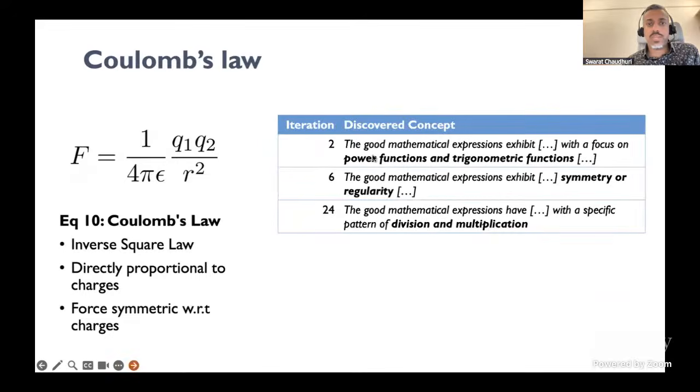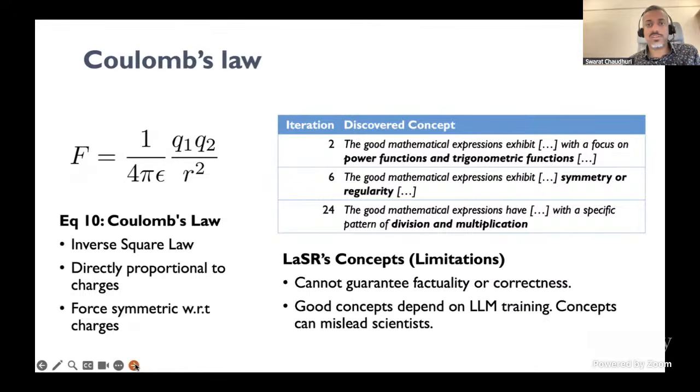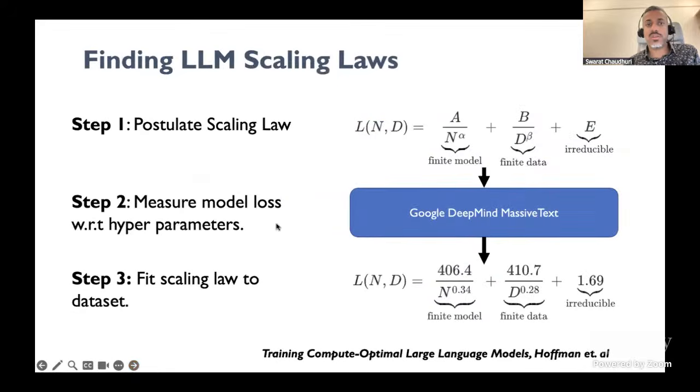So here is some information about some of the concepts that you ended up getting from LaSR. So you see there is stuff like, good mathematical expressions exhibit symmetry or regularity. But that said, there were also some expressions that really didn't seem to mean anything. At the same time, there is no guarantee about the quality of the concepts. This is all natural language at this point. An interesting possibility is to use some kind of a formal language to describe the high-level concepts.